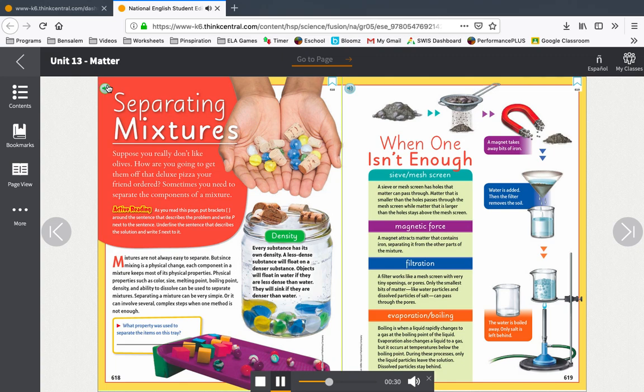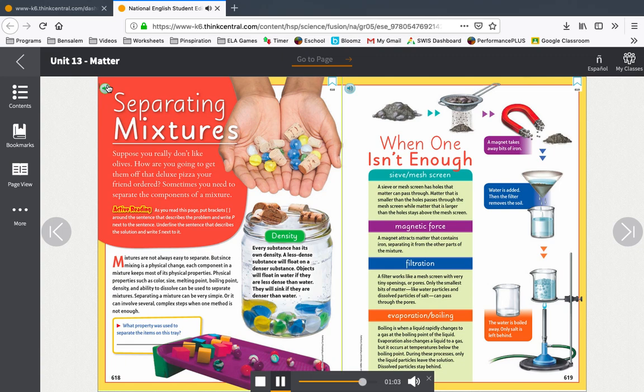Mixtures are not always easy to separate, but since mixing is a physical change, each component in a mixture keeps most of its physical properties. Physical properties such as color, size, melting point, boiling point, density, and ability to dissolve can be used to separate mixtures. Separating a mixture can be very simple, or it can involve several complex steps when one method is not enough. What property was used to separate the items on this tray?